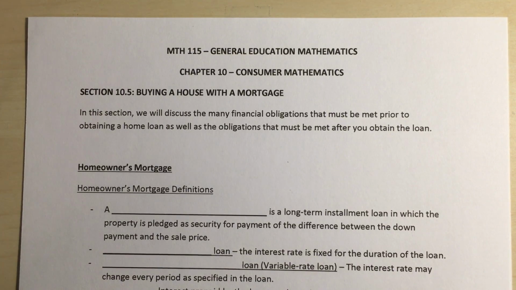Today we're going to talk about section 10.5. In section 10.5 we are going to look at a bunch of different problems where we are talking about buying a house with a mortgage. So in this section we'll discuss the many financial obligations that must be met prior to obtaining a home loan, as well as the obligations that must be met after you obtain the loan.